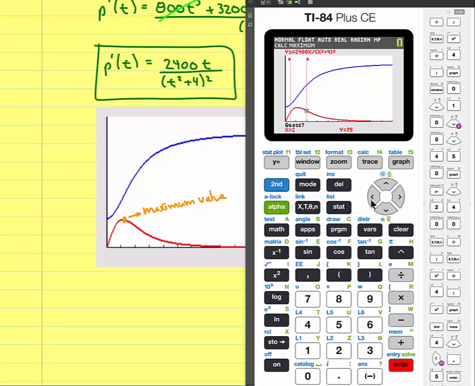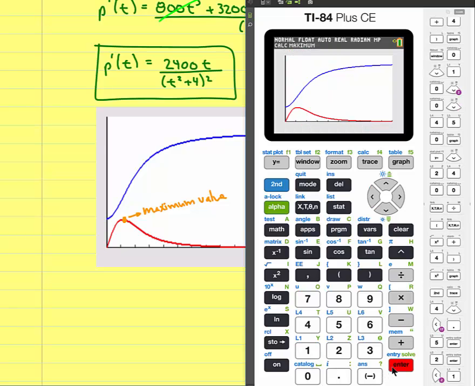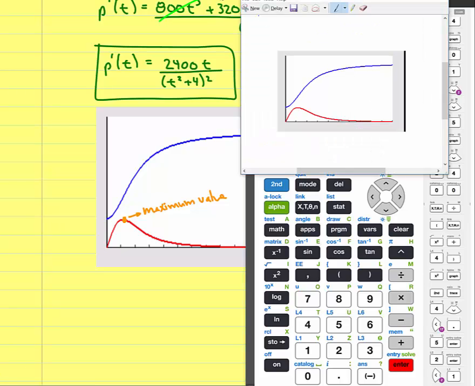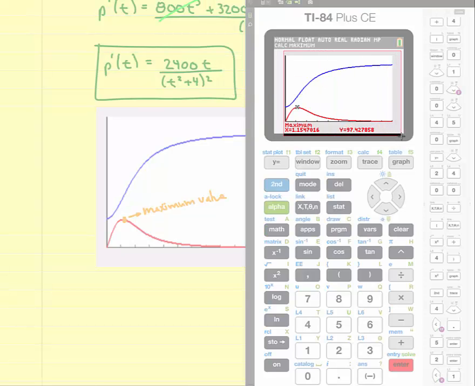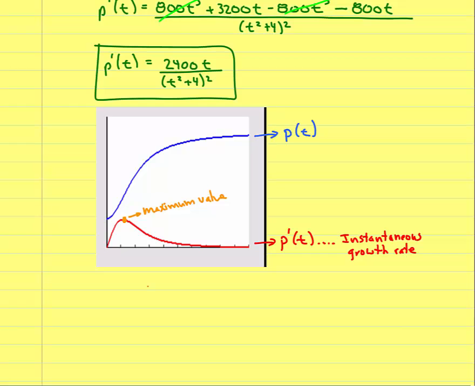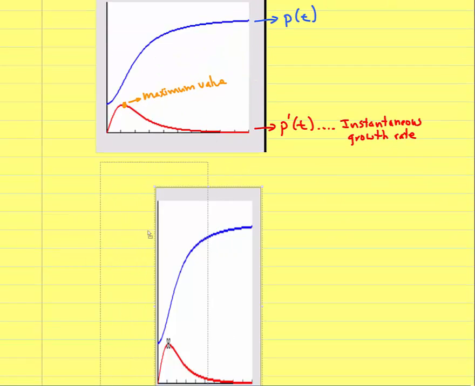And then it says, okay, go ahead and guess what you think it is. Well, I thought it was around 1. And then hit enter, and it found my maximum for me, 1.15. So I was close. I knew it was between 1 and 2 when I got started, and after I graphed it, I thought, you know what, it's a little bit closer to 1, which it definitely was.